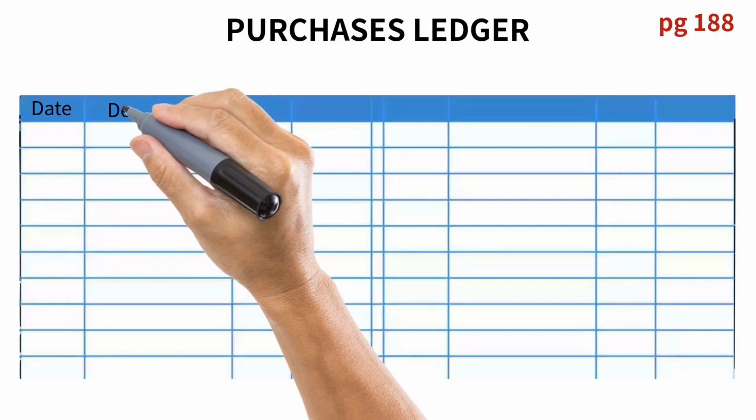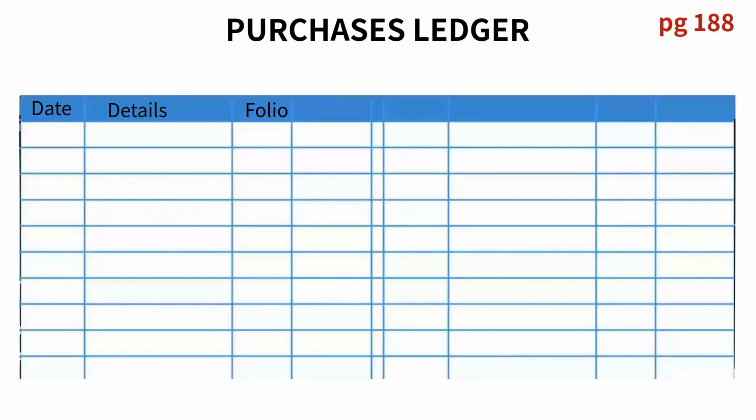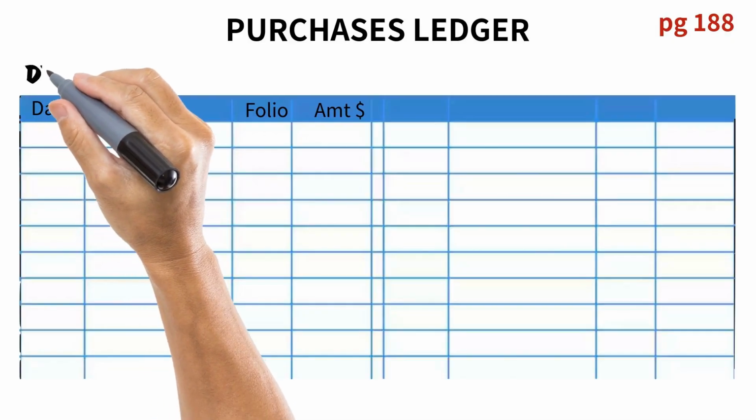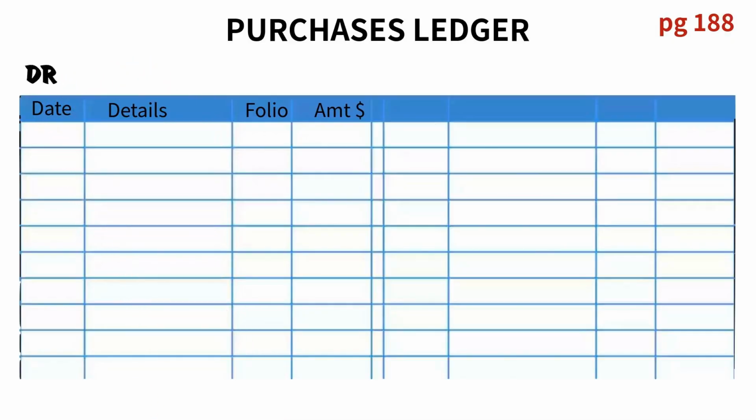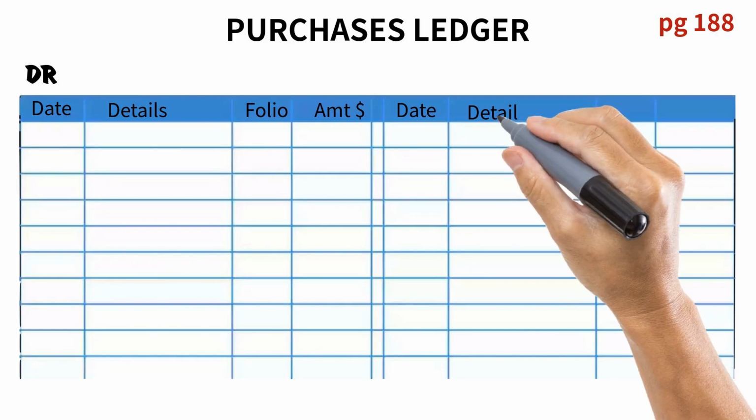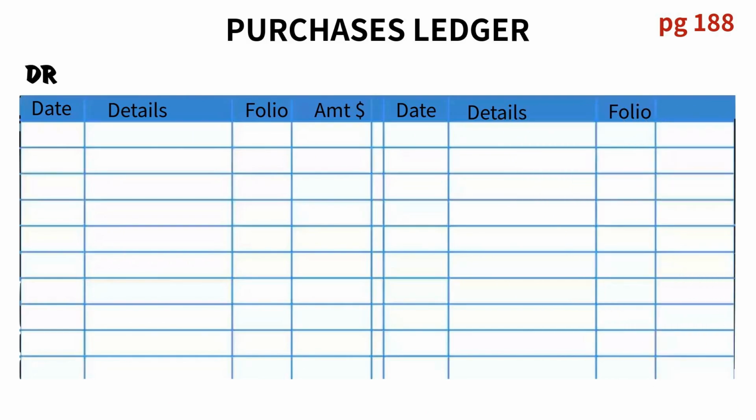On the left hand side, you have date, details, folio, and amount. This represents all your debit entries. On the right hand side, date, details, folio, and amount. And this will also represent all of your credit entries. It is also your accounts payable ledger.